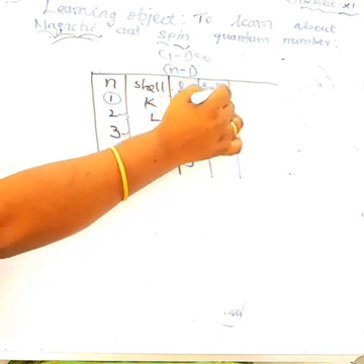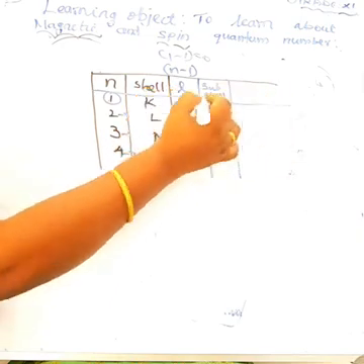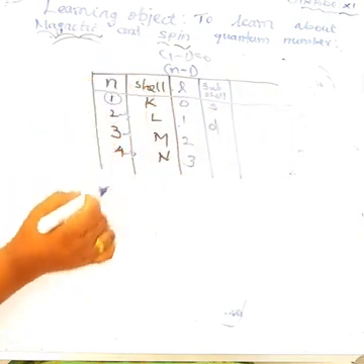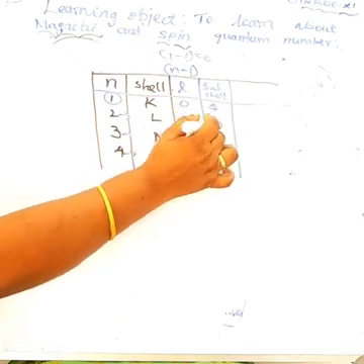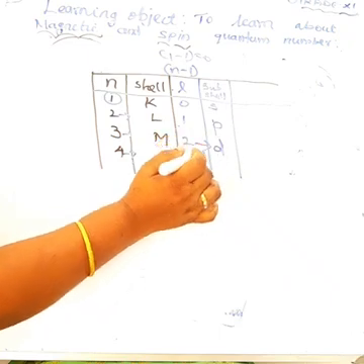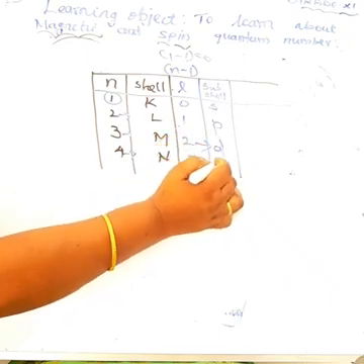l equal to 0 means which subshell? The s subshell. l equal to 1 means which subshell? The p subshell. And l equal to 2 means the d subshell, and 3 means the f subshell. Okay, understood?